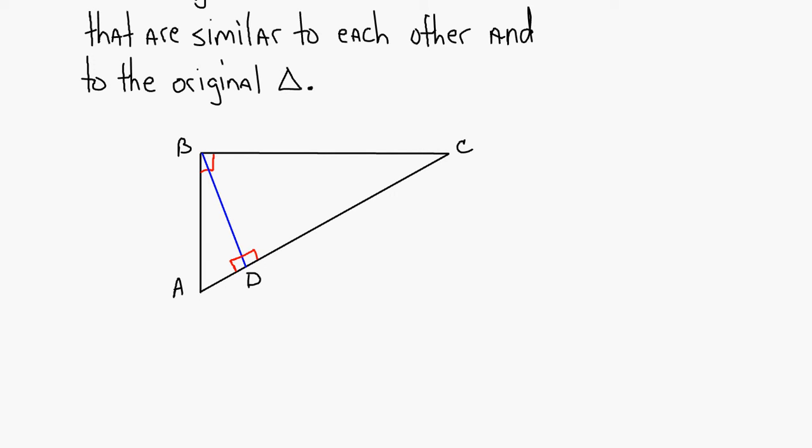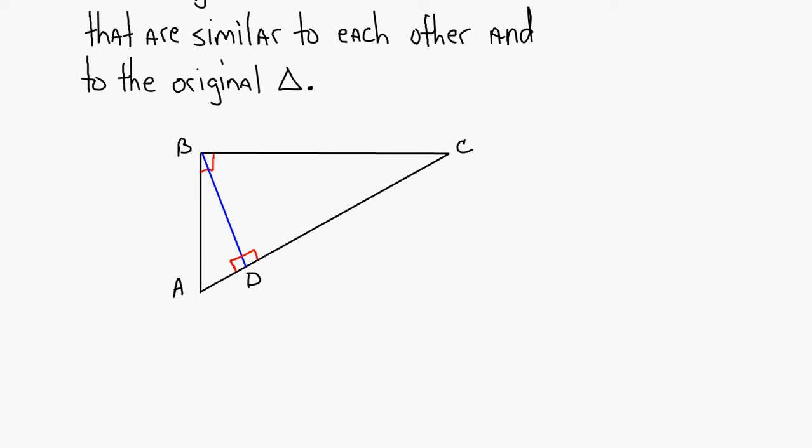Now, if you want to write a similarity statement here, when this altitude gets drawn, it created two more triangles. Do you see how it also created two segments in the hypotenuse? It created a short segment and a long segment. This altitude is always going to be the longer side of this small triangle, and it's going to be the shorter side of this bigger triangle. And you can use that when you write proportions shortly to solve for missing segment lengths. But for right now, we're just going to write a similarity statement.